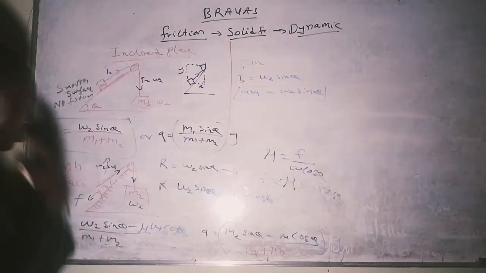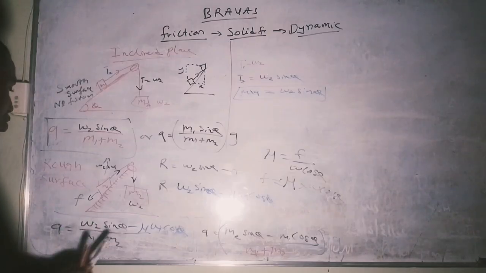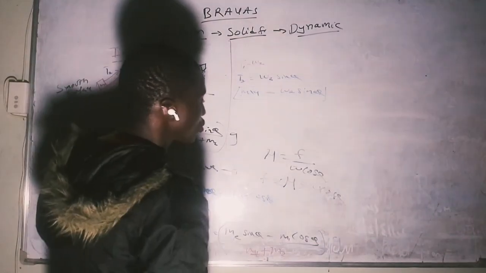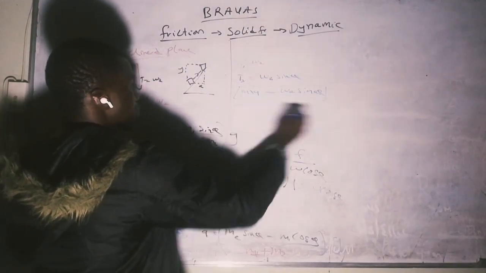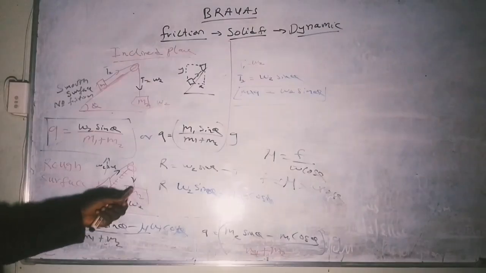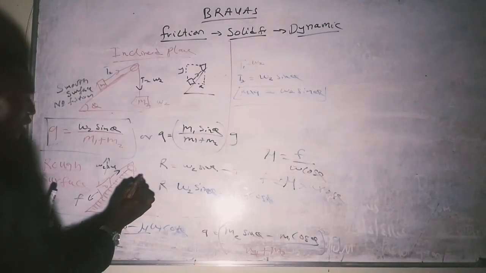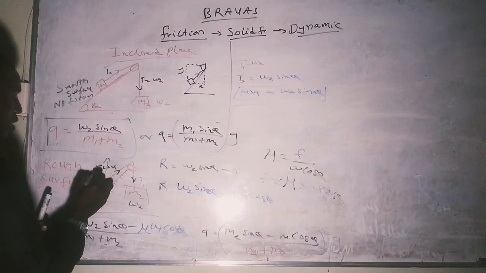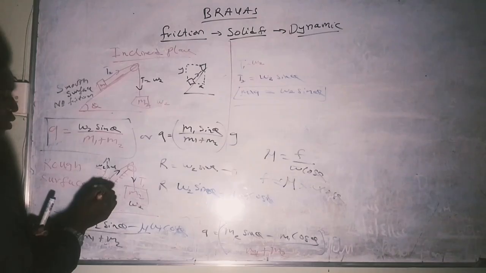Okay, let's go. So we are having our acceleration. So for the rough surface, this is for the smooth surface. Now we're talking about the rough surface. For the rough surface, we're having our T1 and T2. Let's say this is our T1 and this is our T2, tension on the rope, second one.